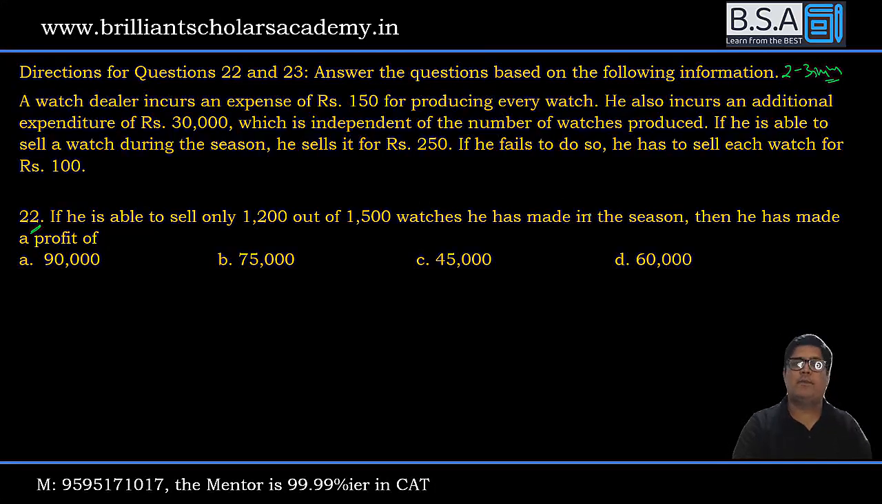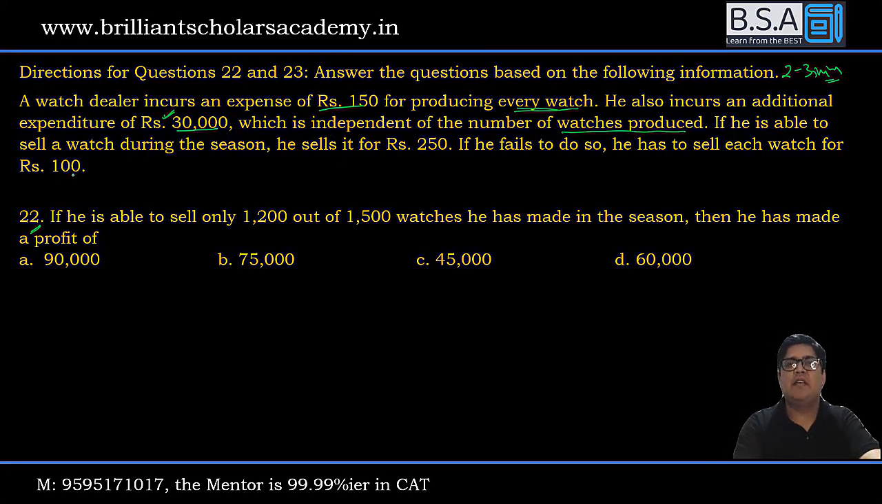What is being said is a watch dealer incurs an expense of rupees 150 for producing every watch. He also incurs an additional expenditure of rupees 30,000, which is independent of number of watches produced. Whether he manufactures or produces one watch or two or three makes no difference. There will always be an expenditure of rupees 30,000 fixed. It has to be there, which is independent. We have read this.